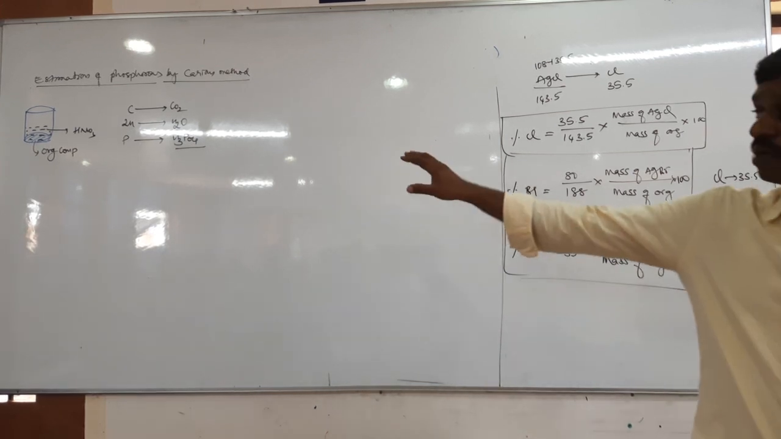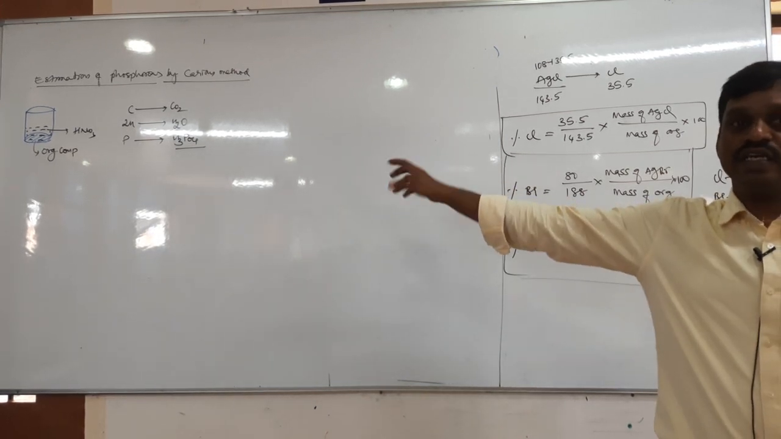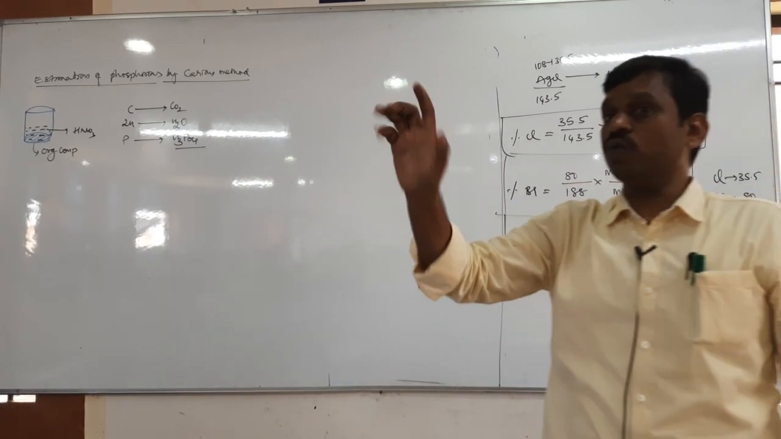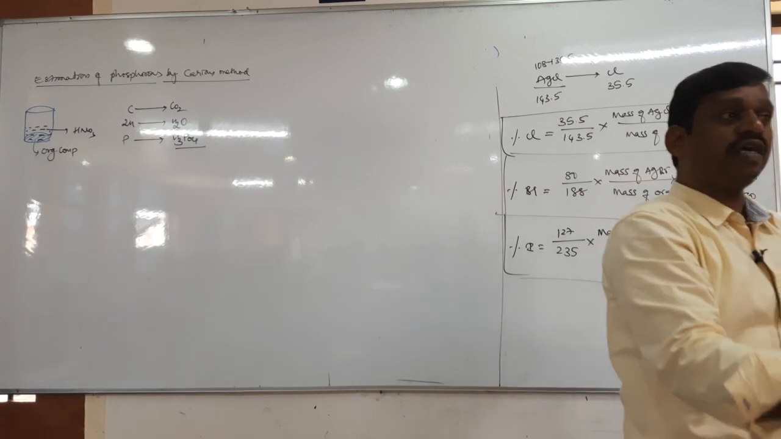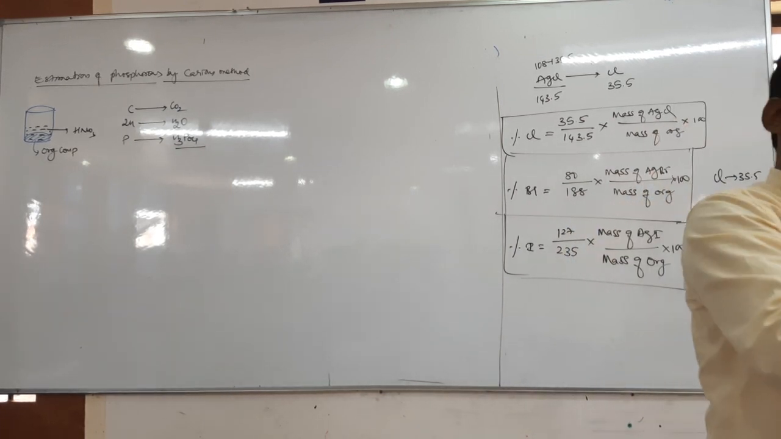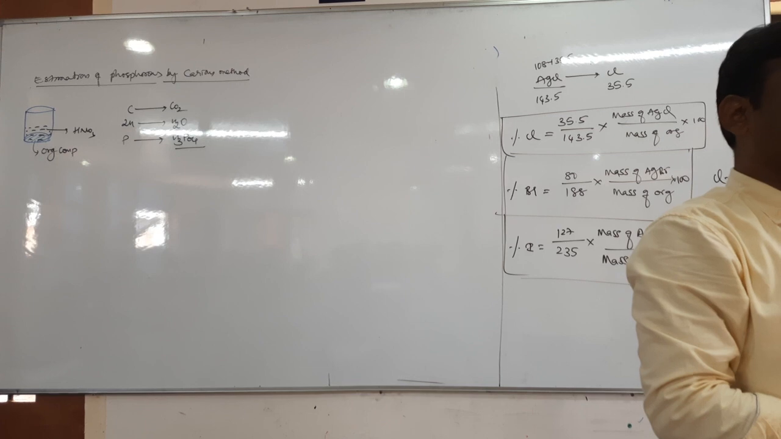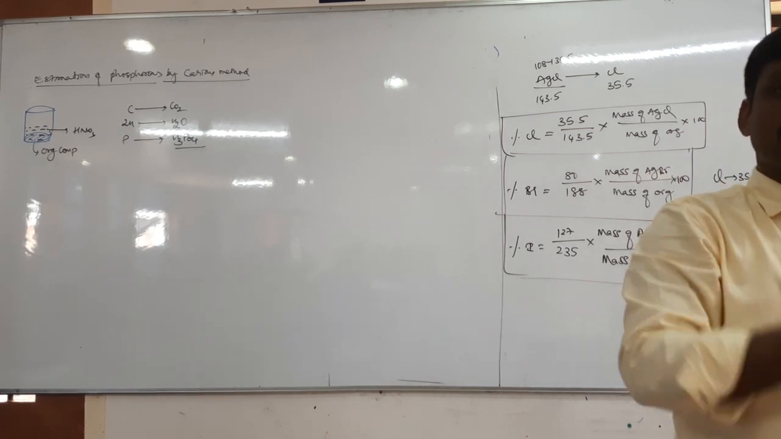That means now the step is the same. We got phosphoric acid. That phosphoric acid should be treated with ammonium molybdate. It gives the ammonium phosphomolybdate, that is a PPT. That PPT is washed, dried, and its weight is taken. Or there is another option.